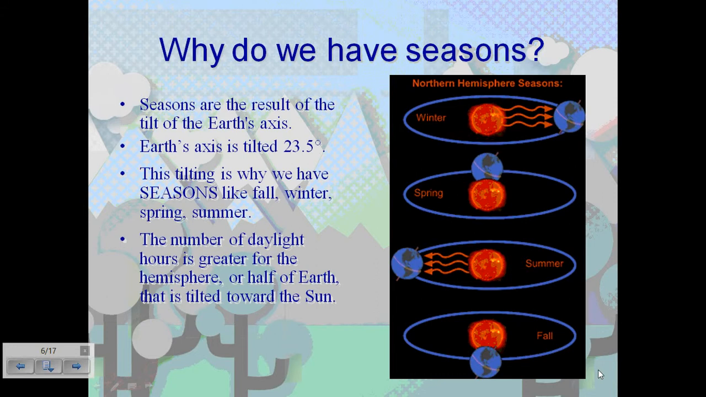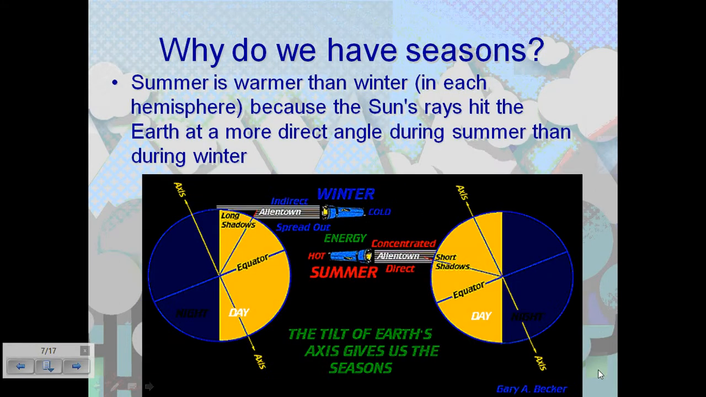So, why do we have seasons? Seasons are the result of the tilt of the Earth's axis, and our Earth's axis is tilted at 23.5 degrees, a whopping 23.5 degrees. This tilting is why we have seasons such as fall, winter, spring, and summer. The number of daylight hours is greater for the hemisphere, or half of Earth, that is tilted toward the sun. Now, continuing forward, summer is warmer than winter in each hemisphere because the sun's rays hit the Earth at a more direct angle during the summer than during the winter.